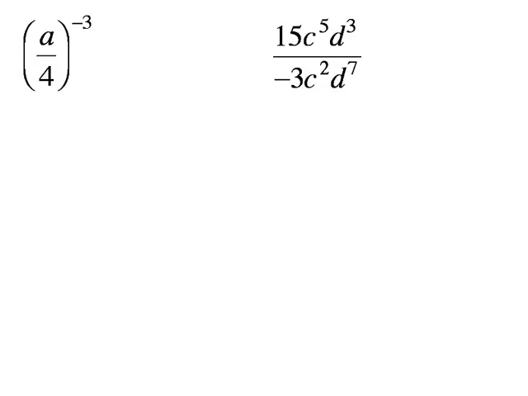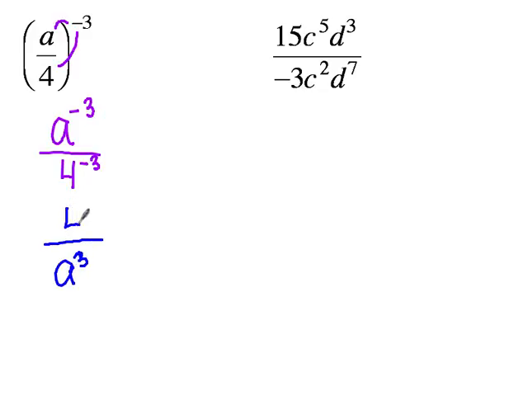So we have a over 4 raised to the negative 3rd power. So what do you do with the negative 3? I'm going to distribute that to each. That's one option. So really I have a to the negative 3rd over 4 to the negative 3rd. Well, you know you can't have that negative exponent. So where am I going to put the a to the negative 3rd? In the bottom. Where am I going to put the 4 to the negative 3rd? On the top, so that becomes 4 cubed.